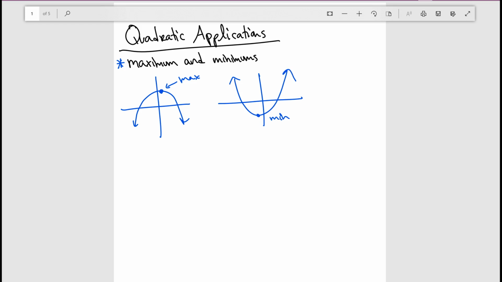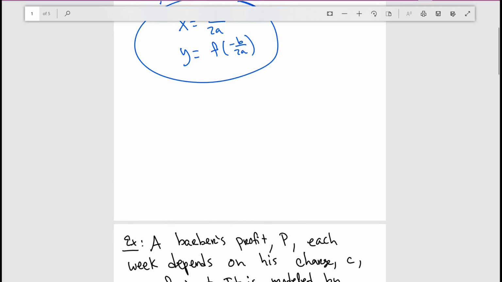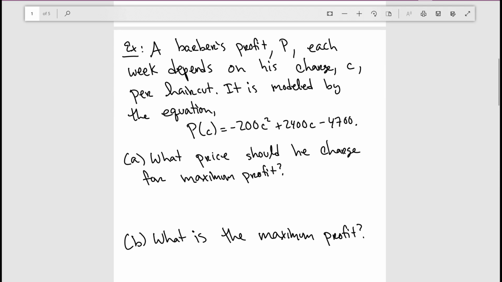One of the things to figure out the maximums and minimums: you always want to use the vertex formula, because the vertex tells you if it's a max or a min. And remember, the vertex is negative b over 2a, and y is just plugging it back into the original function. That's how you usually solve problems like this. We're going to do two different examples. Here's the first one. You can pause the video and write this out if you want.